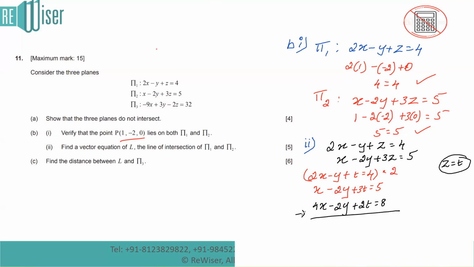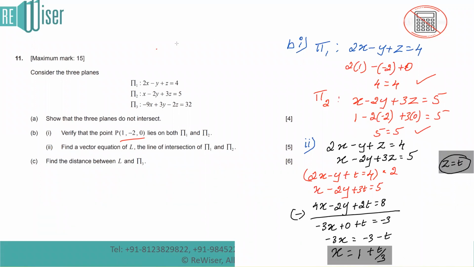Now, if I subtract these two equations, x minus 4x would be minus 3x, then minus 2y minus of minus 2y will become just 0. And 3t minus 2t would be plus t. And 5 minus 8 has to be just minus 3. When t goes to the other side, it's minus 3x equals minus 3 minus t. And you can divide by minus 3 on both sides, so it's going to be x equals 1 plus t by 3. So I got x in terms of t, and z is already in terms of t.